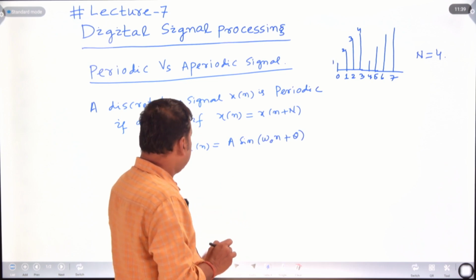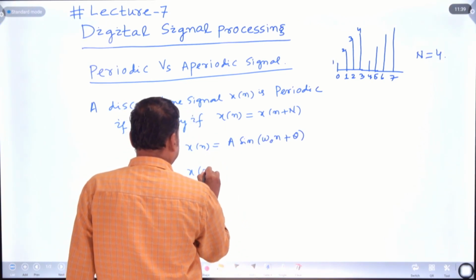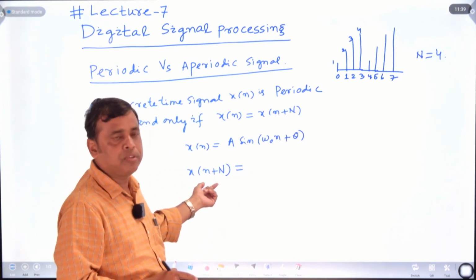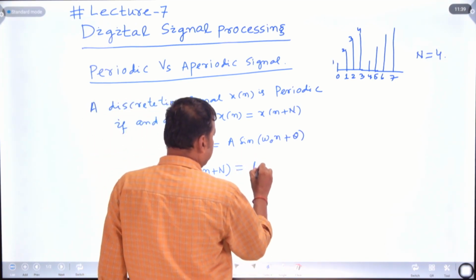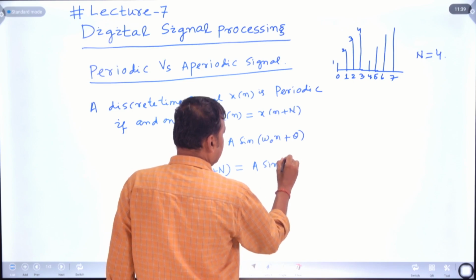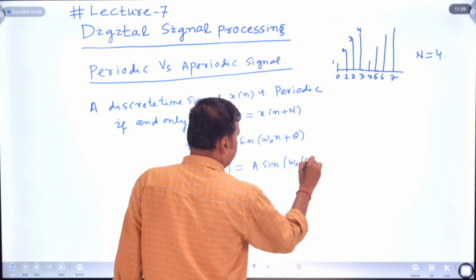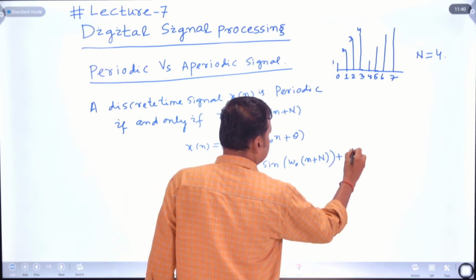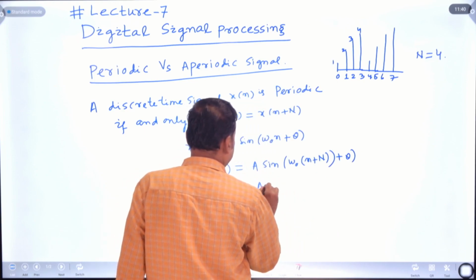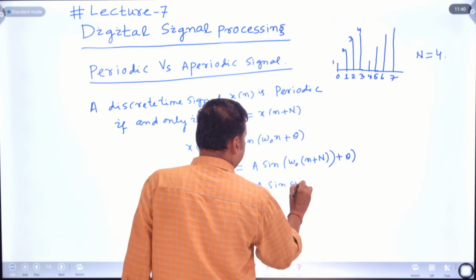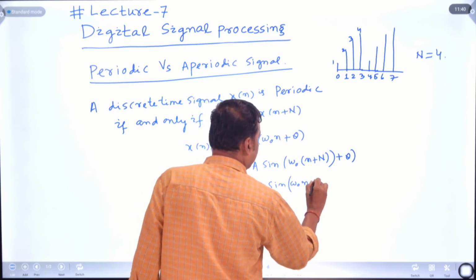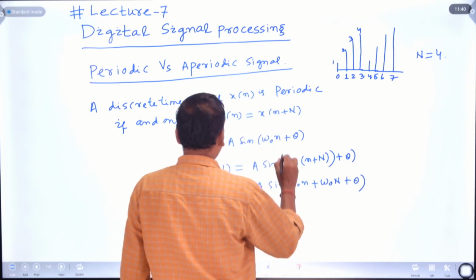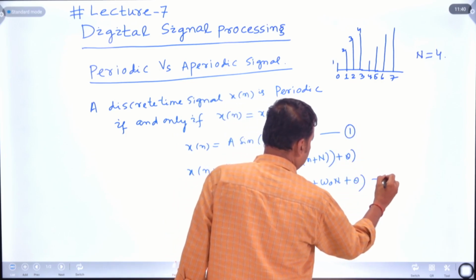Suppose x of n plus capital N. x of n plus N is what? In place of n, I will put n plus N. So this equation becomes A sin omega 0 in place of n, we can write n plus capital N, then plus theta. So this is nothing but A sin omega 0 n plus omega 0 capital N plus theta. Let this be equation number 1 and let this be equation number 2.